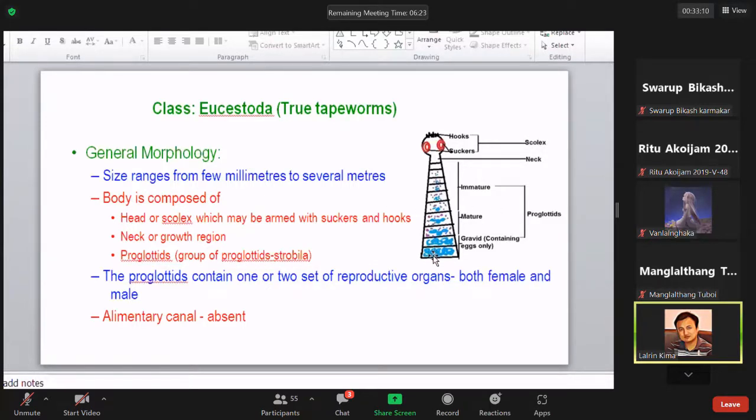Each segment is independent of another. Each segment does not depend on another. They are independent of each other. Here, they are independent.